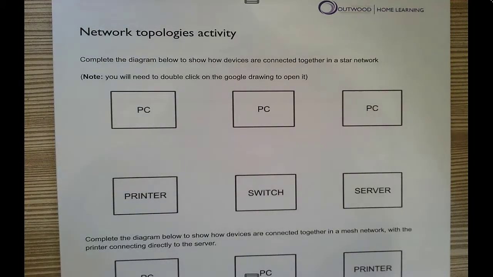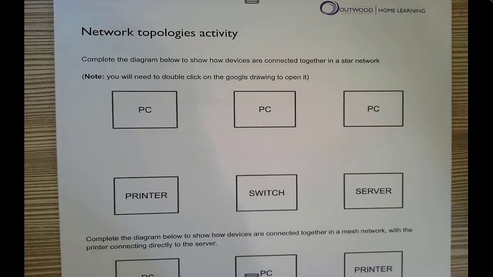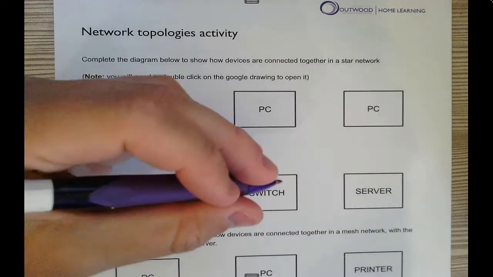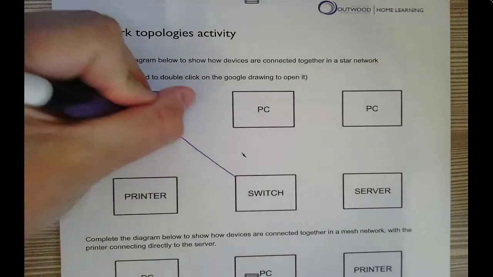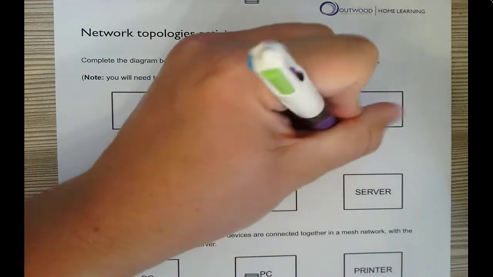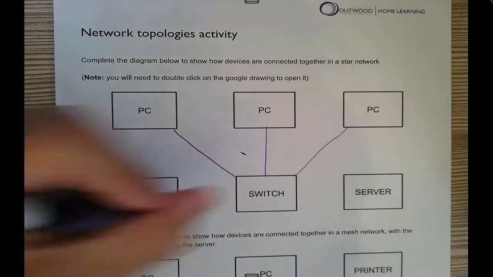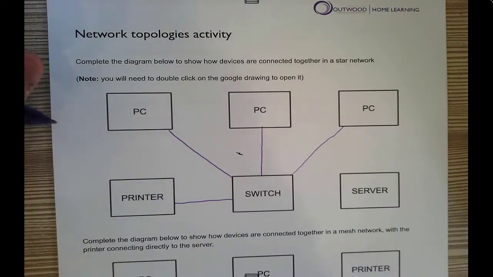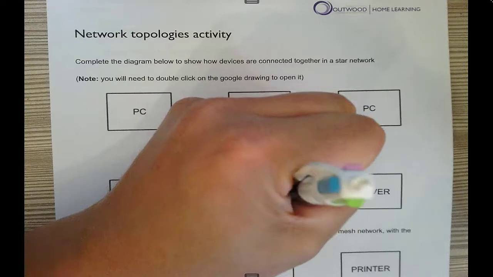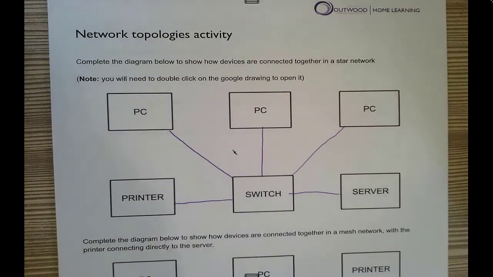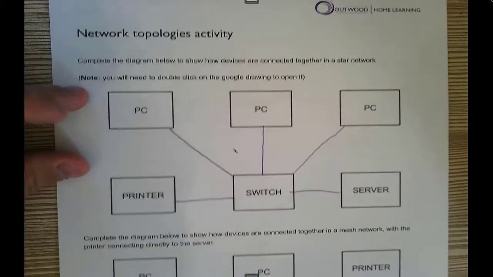So the key thing with a star network is there is a central point that everything connects to. Okay, so the switch is that central point. So very simply, we need a line from each PC to the switch. We need a line from the printer to the switch, assuming it's a network printer, and from the server to the switch. And very simply, we've got a star network.